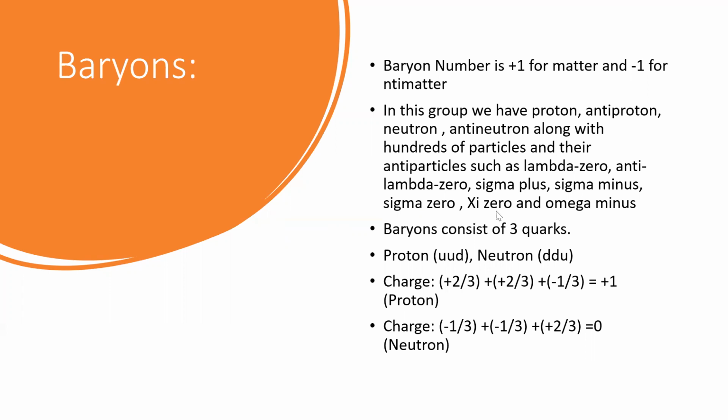Now you will say that for sigma plus, the antiparticle is sigma minus. What about sigma 0? Some of the particles have themselves as antiparticle. They are their own biggest enemy, let's say. So sigma 0 is the particle and it acts as the antiparticle as well. Baryons consist of 3 quarks.